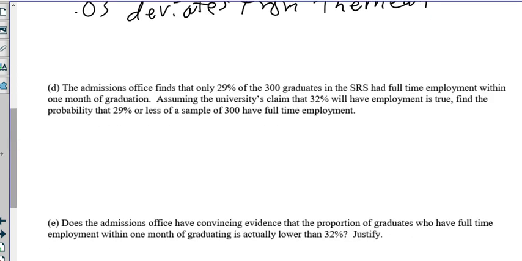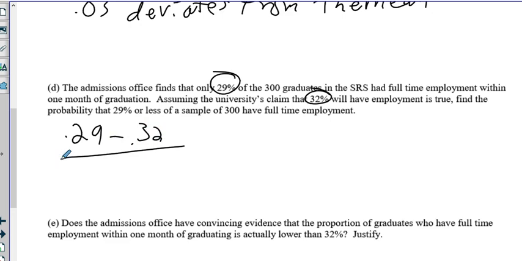Then part D. Now we're going to do what we did earlier last week. This is using our charts. It says, what is the probability that 29% compares with 32%? So that's where we take our actual value, 0.29, minus our mean, 0.32, divided by our standard deviation, which we found was 0.03. Actual minus the mean divided by the standard deviation. And that gives us exactly -1.